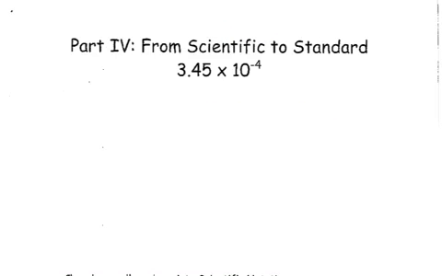Okay, and the last part we're going to look at is we're going to go from scientific notation to standard notation. So we're just going to work backwards. We're going to work back to the left all the way back to our decimal point. So again, it's important to know what the exponent is. The exponent is 4, so that's how many digits I'm going to count.